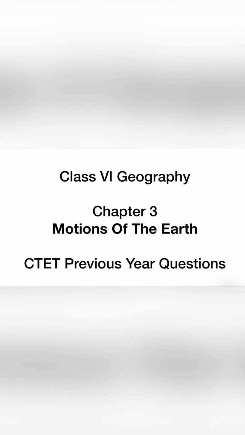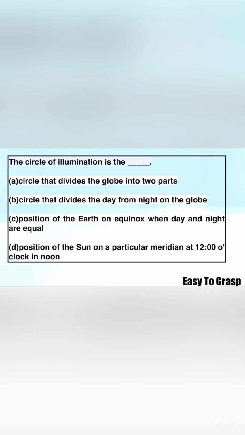Hello everyone, in this video we are going to discuss previous year questions of CTET Paper 2 from class geography, chapter number 3, motions of the earth. The first question is about the circle of illumination. Let us see what the circle of illumination is.